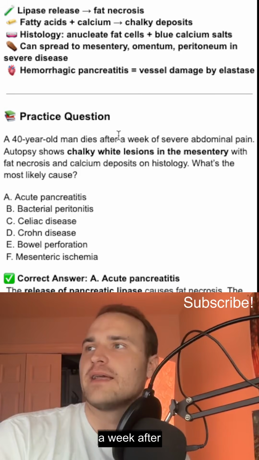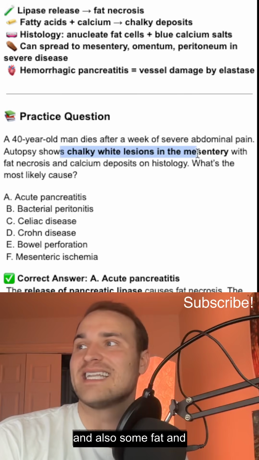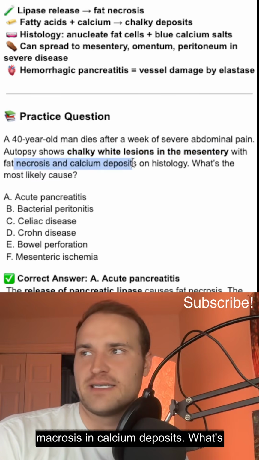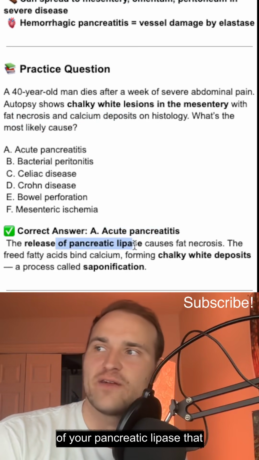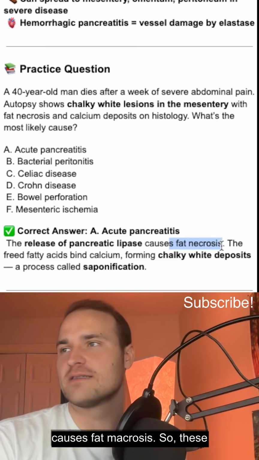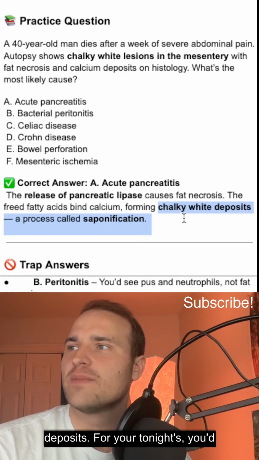So, a 40-year-old man dies a week after severe abdominal pain. Autopsy shows chalky white in the mesentery and also some fat necrosis and calcium deposits. What's the cause? It's going to be acute pancreatitis. This is a release of your pancreatic lipase that causes fat necrosis. So these freed fatty acids will bind your calcium, forming the chalky white deposits.